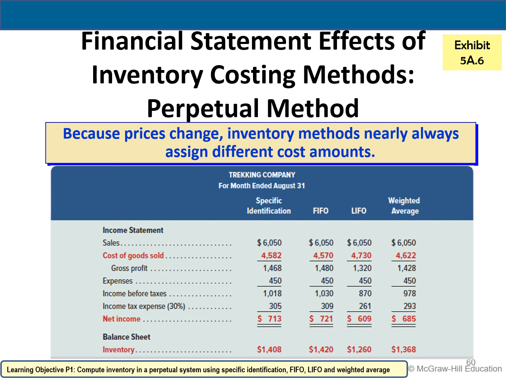All right, so the financial statement effects of inventory costing methods. Under the perpetual method, because prices change, inventory methods nearly always assign different cost amounts. And so I think all they're trying to tell us here, basically we begin under the specific identification method. We have cost of goods sold of 4,582. Under the FIFO method, cost of goods sold of 5,070, LIFO 4,730, and weighted average 4,622. So really, they're not significantly different.